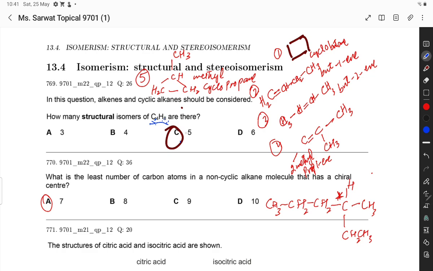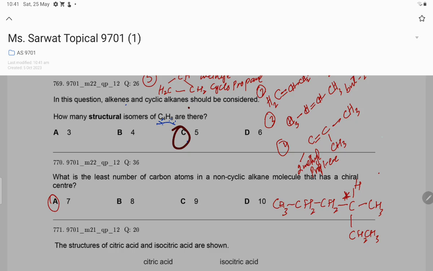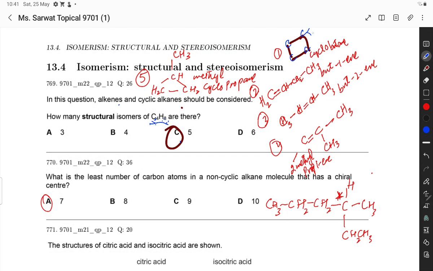If C4H8 has 5, then C5 has 6 isomers, and if carbon is 6 then there are possibilities of 7 to 8. Okay, this is one isomer, cyclobutane. This is cyclobutane, and this is also an isomer of C4H8. You know that the molecular formula should be the same and the structural formula should be different. So this is also C4H8.